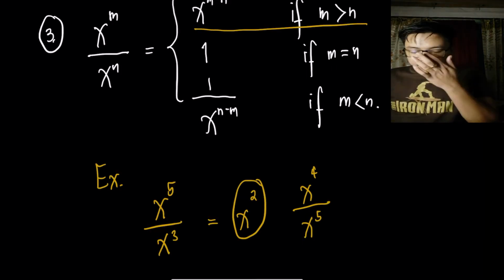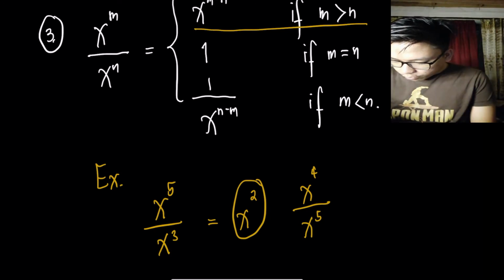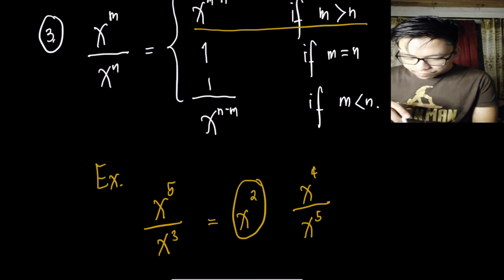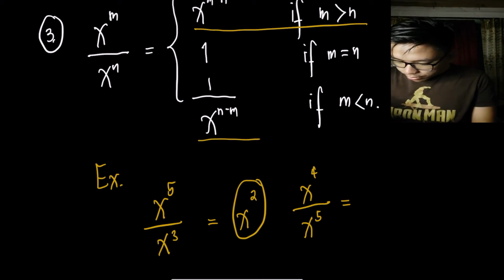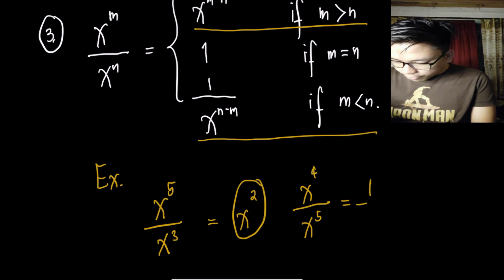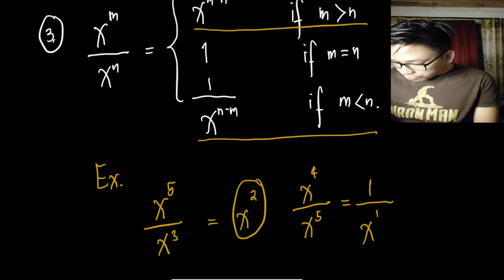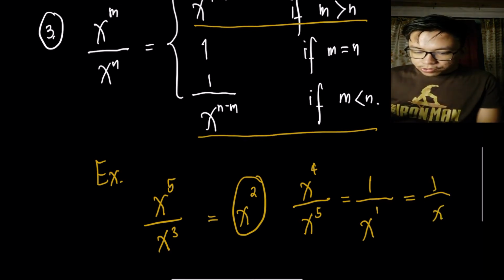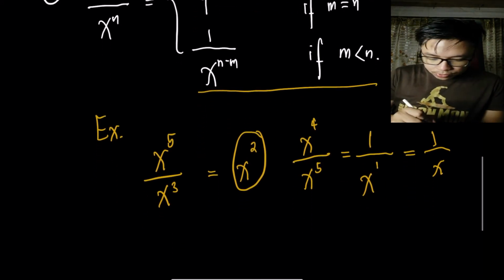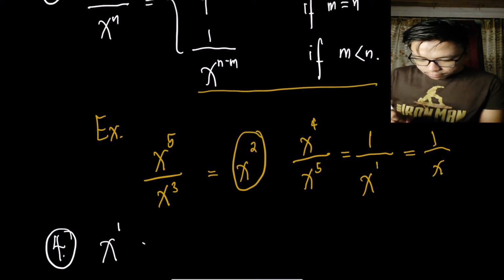Okay. Now, x to the 4 over x to the 5. So in this case, n here is greater. So we will follow this rule. So that's equal to 1 over x to the 5 minus 4. That's x to the 1. In this case, I'm gonna write x to the 1 as x. So that's 1 over x. Now, which means to say that this example will introduce another definition that x to the 1 is simply x.